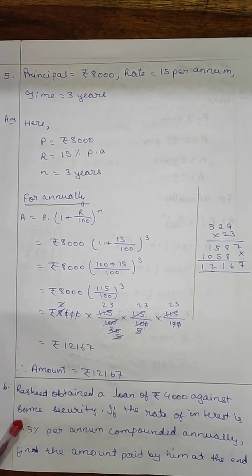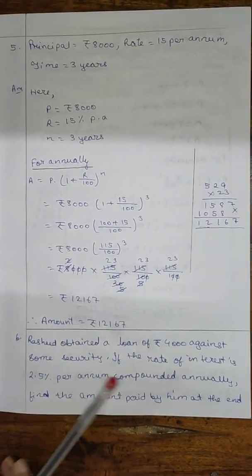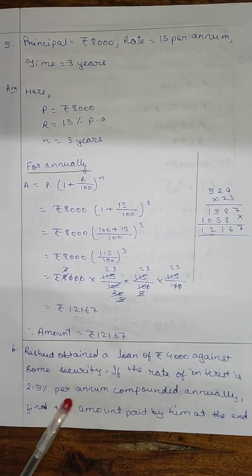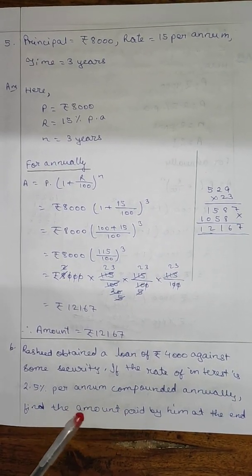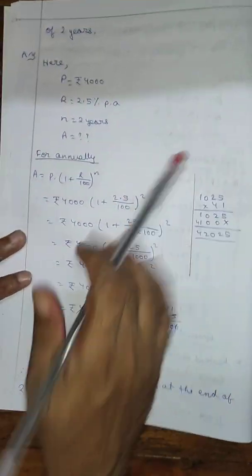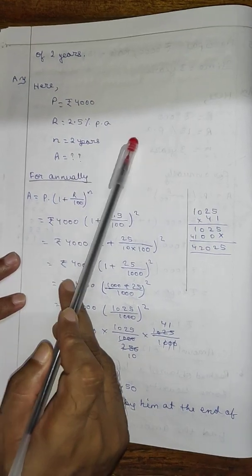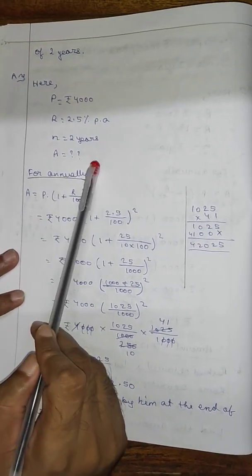Question number 6 now. Rashid obtained a loan of rupees 4000 against some security. Rate of interest is given 2.5% per annum, compounded annually. Find the amount paid by him at the end of 2 years. Here P is equal to rupees 4000, R is 2.5% per annum, N is 2 years, amount question mark.